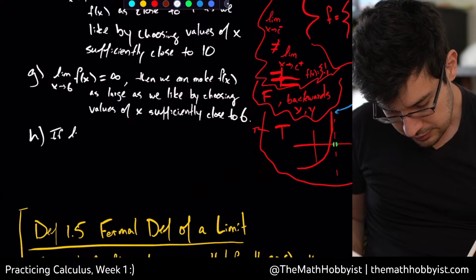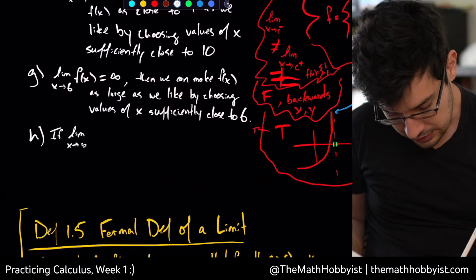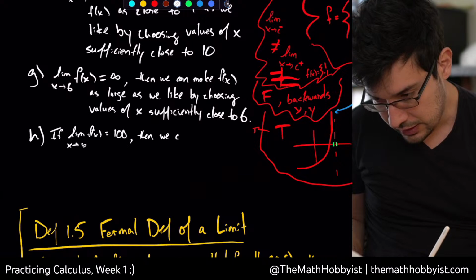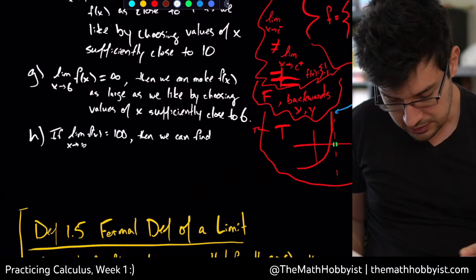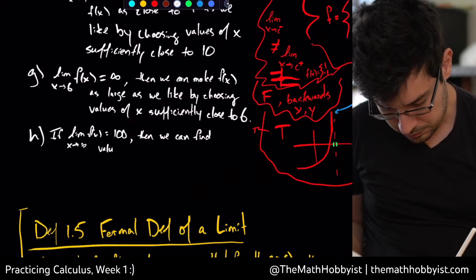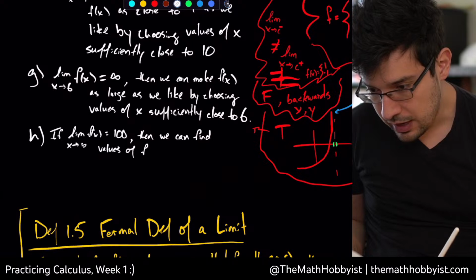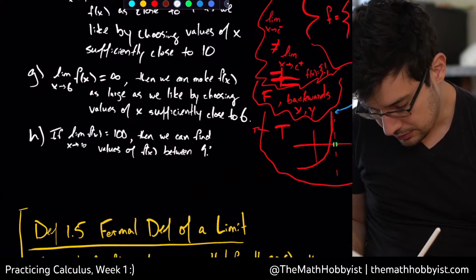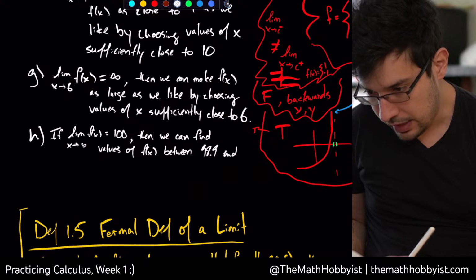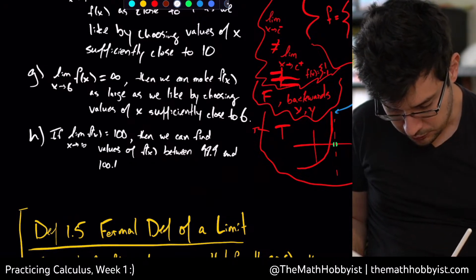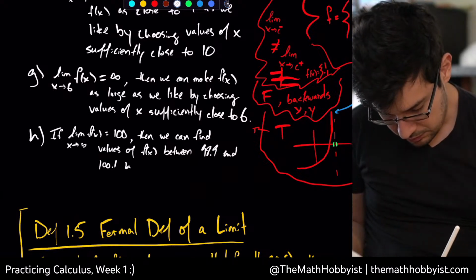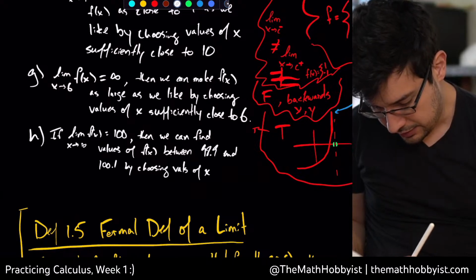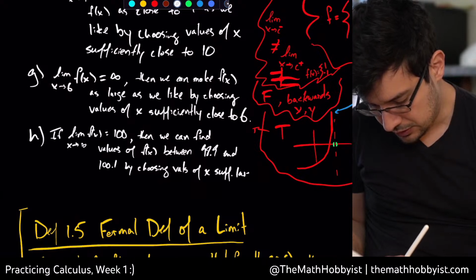H, if the limit as x tends to infinity of f of x equals 100, then we can find values of f of x between 99.9 and 100.1 by choosing values of x sufficiently large.